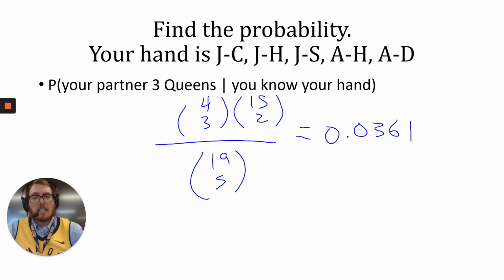Then I divide by 19 choose 5 because it's always 19 choose 5 if I know my hand, because I take 5 of the 24 cards out of the deck. This leaves me with an answer of just under 4%, so 3.61% or 0.0361 as a decimal.